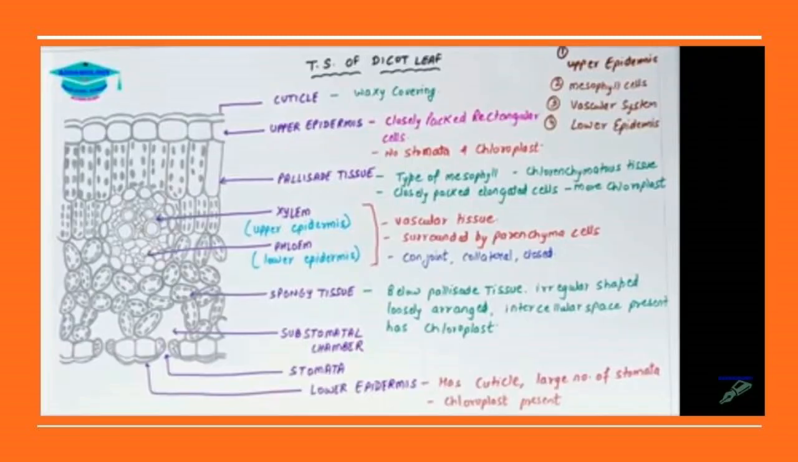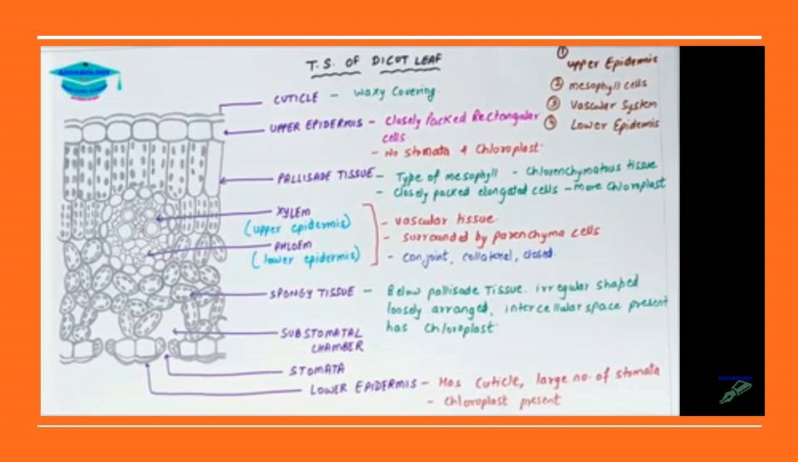In the same way we are going to see the transverse section of a dicot leaf. The upper layer is cuticle, and then upper epidermis, palisade tissue, xylem and spongy tissue, substomatal chamber, stomata and lower epidermis. Cuticle is a waxy covering. Upper epidermis is made of closely packed rectangular cells.